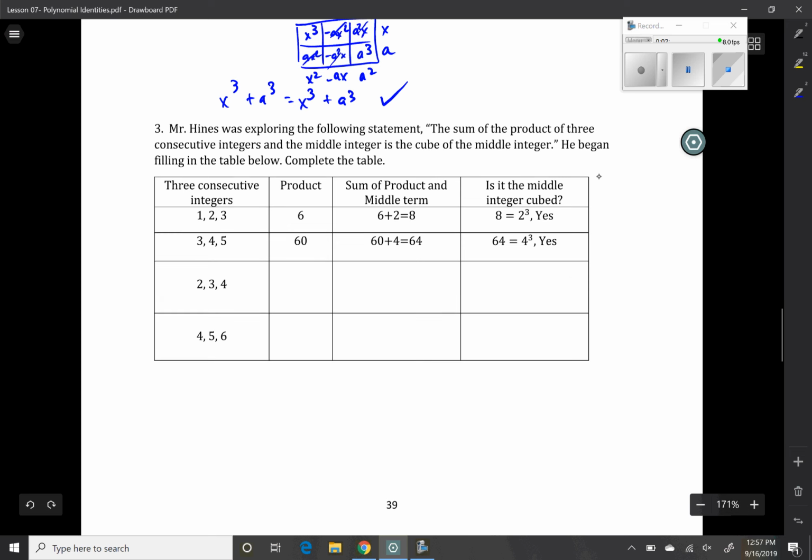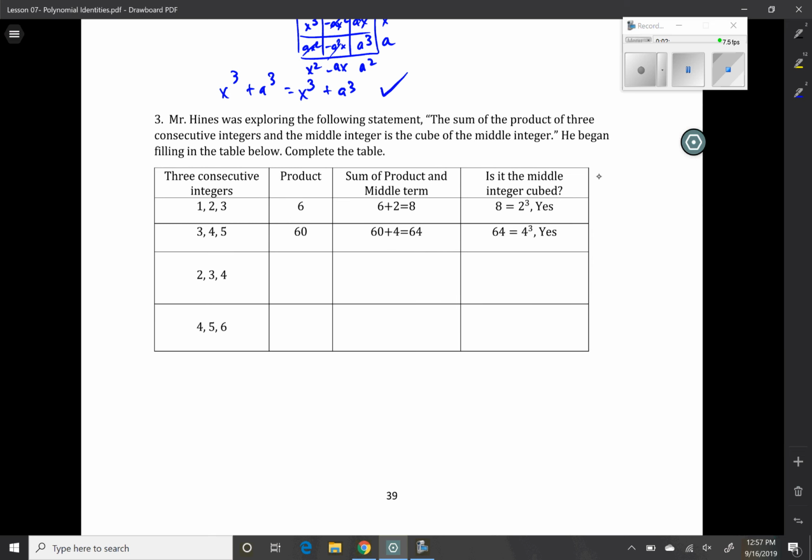Number 3 gives us this problem talking about integers. So it says, Mr. Hines was exploring the following statement. The sum of the product of 3 consecutive integers and the middle integer is the cube of the middle integer. So what that's telling me to do is to add the 3 terms together and then add that to the second term, and you wind up getting the cube of the middle term. All right, doesn't always work.